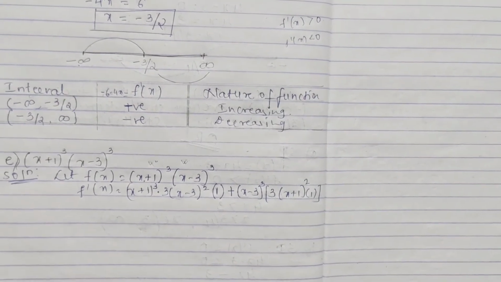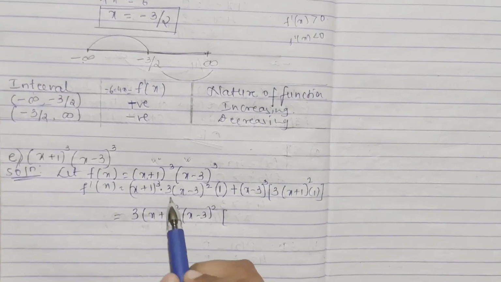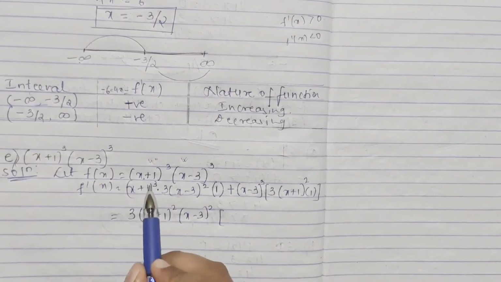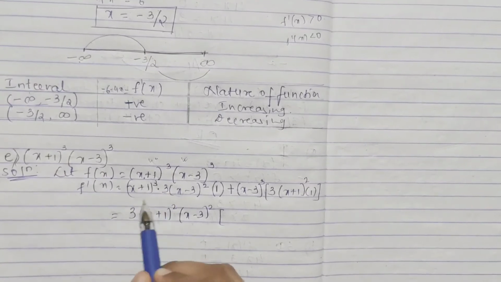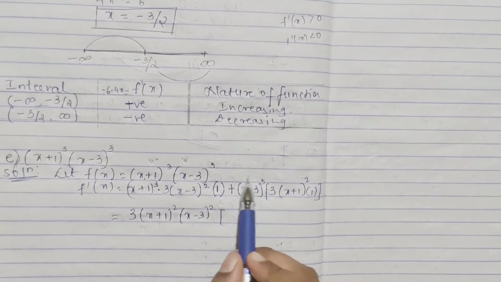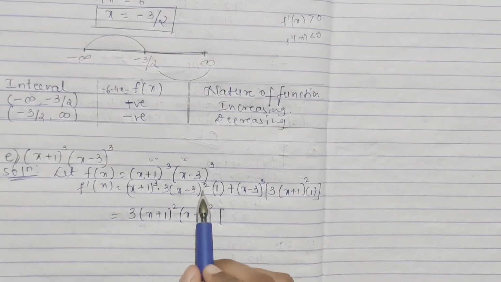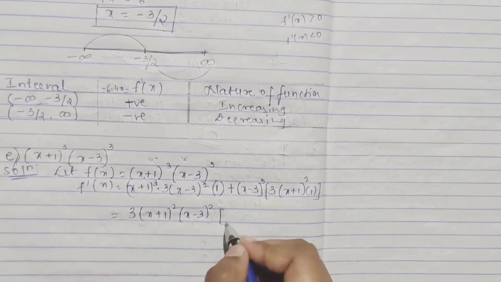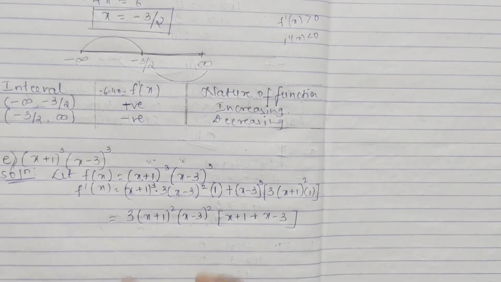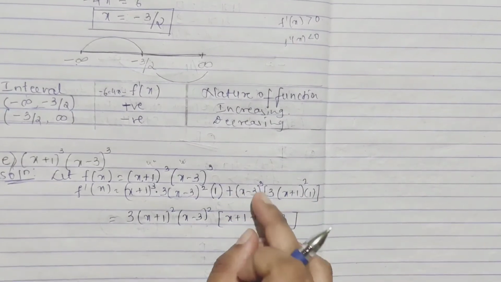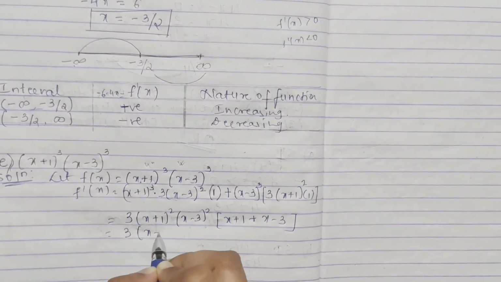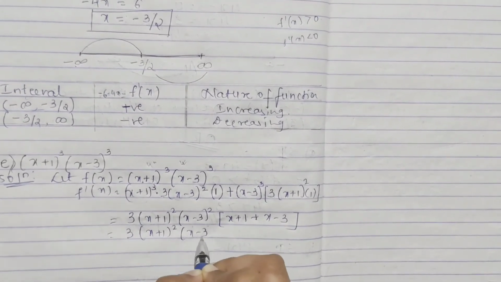So like this you'll get. What I've done is take 3 common from both of these. And x plus 1 square: see here, x plus 1 cube and x plus 1 square, so I've taken x plus 1 square common. And x minus 3 is also common from both, so I've taken x minus 3 square common. So I'll be left with x plus 1 plus x minus 3, right? From here I have x plus 1 and from here I have x minus 3. So like this I'll have 3 times x plus 1 square, x minus 3 square.